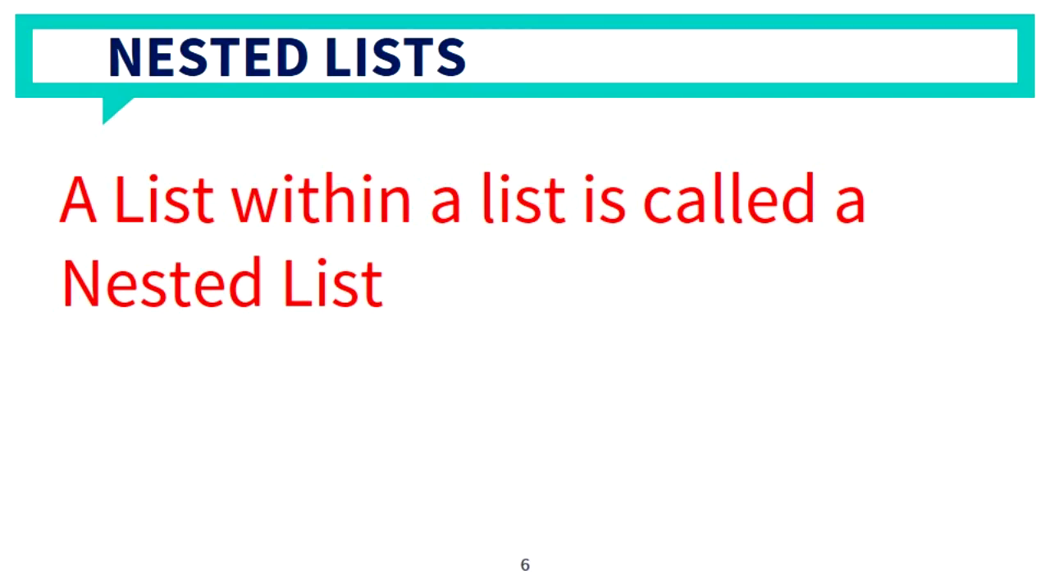Next one is the nested list. So what is a nested list? A list within a list is called a nested list. So when you use more than one list, it is called a nested list. Let us understand in detail. Ordered lists and unordered lists can both have different levels, which can be created by nesting a list within a list. An ordered list can be nested in an unordered list and vice versa. The list must be verified for proper termination and nesting order.